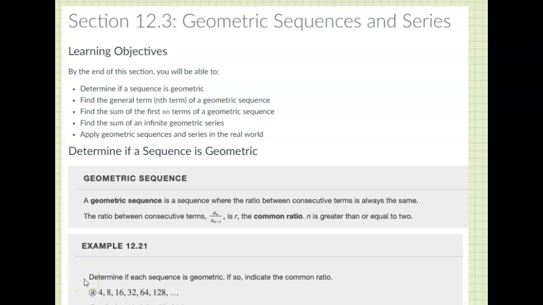Everyone, welcome to section 12.3. So in this section we're going to look at another kind of special sequence called the geometric sequence.